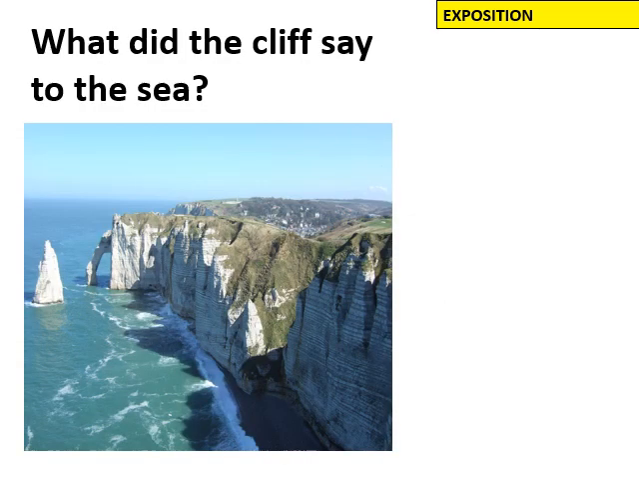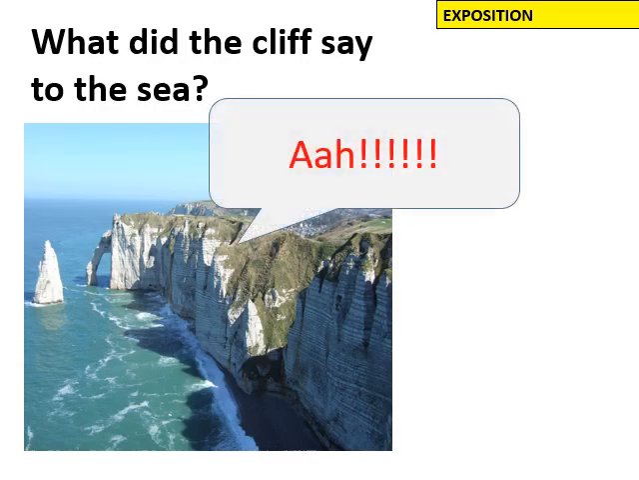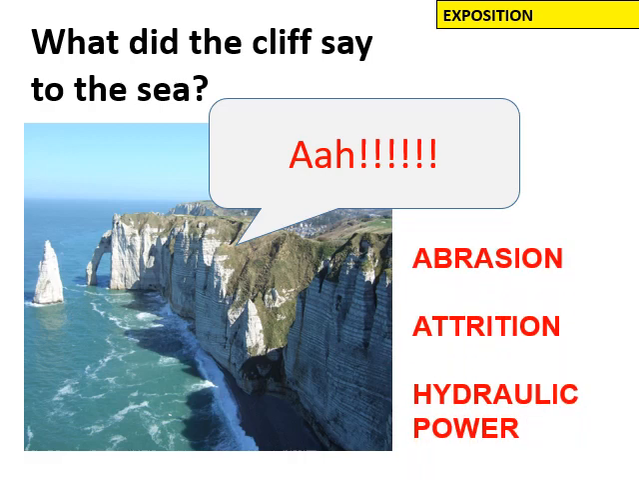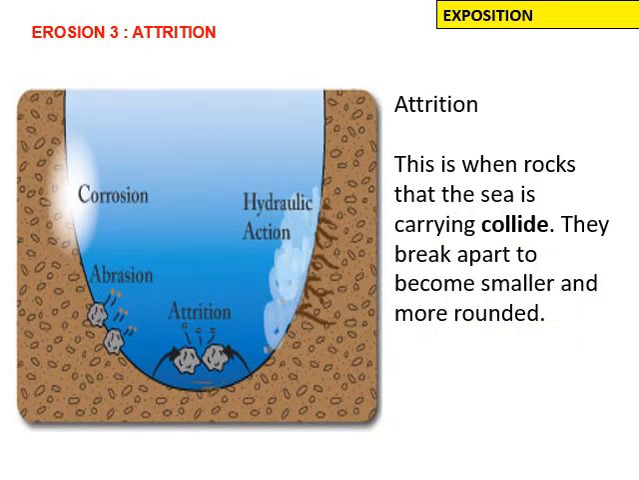What did the cliff say to the sea? And why did it say R? Abrasion, attrition, and hydraulic power. So we've seen hydraulic power, that was when the water hits the cliff. We've seen abrasion, where rocks hit the cliff. So our last one is attrition. So attrition, let's look down here.